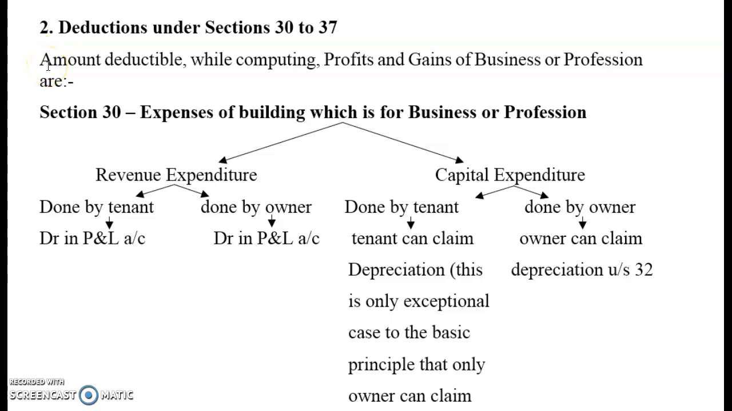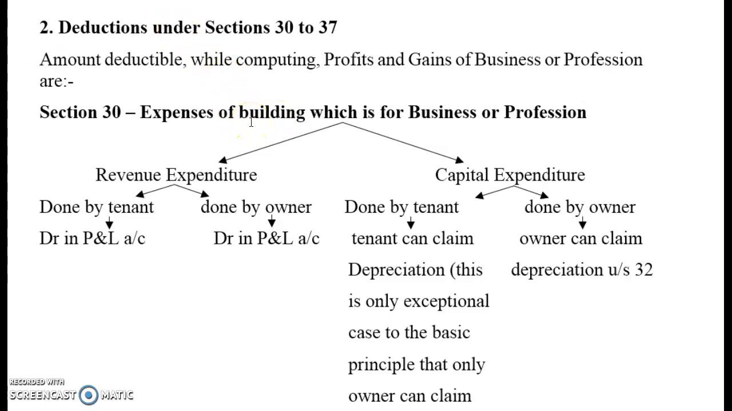As we have done for the incomes, for the expenses as well we have to follow certain rules regarding which expense should be debited in order to calculate the PGBP income, or which should not be debited. So this is section 30, which talks about expenses of building which is for business or profession. So this is specifically for building.